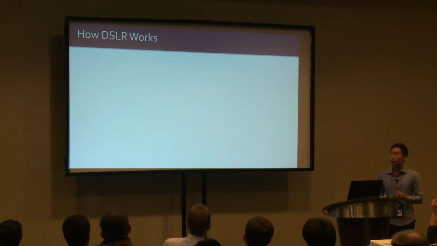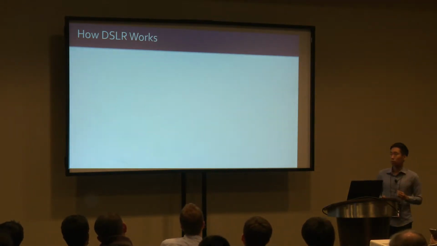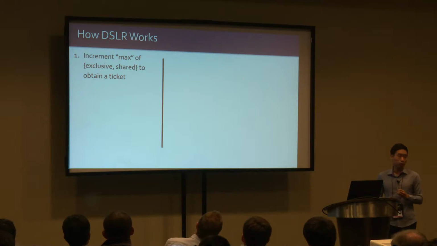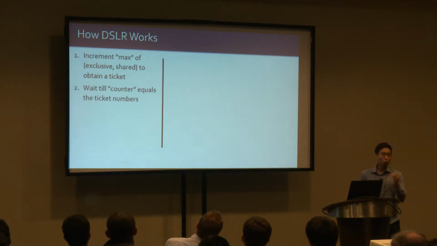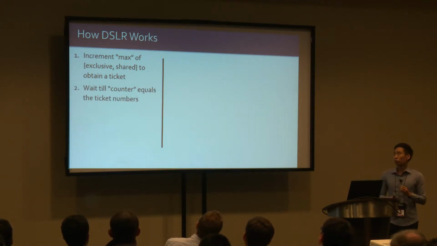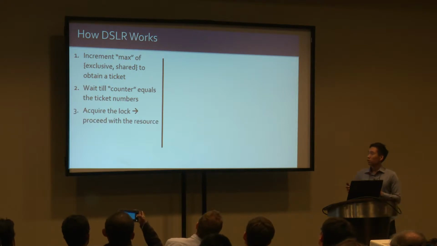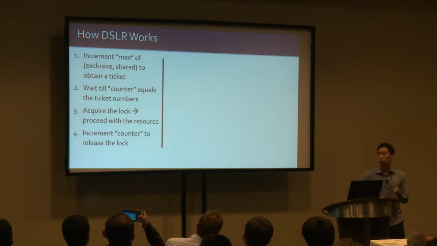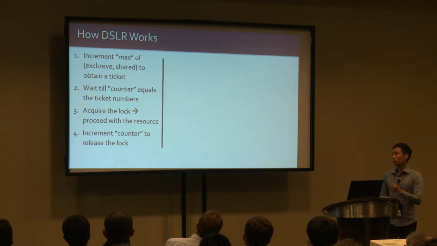Here is how DSLR works basically. First, you increment the max value of a lock object with fetch and add to obtain a ticket. Then you wait until the counter number equals your ticket number. After that, you can acquire the lock and proceed with the resource. Once you are done with the object, you can simply increment the counter value, again with fetch and add, to release the lock.